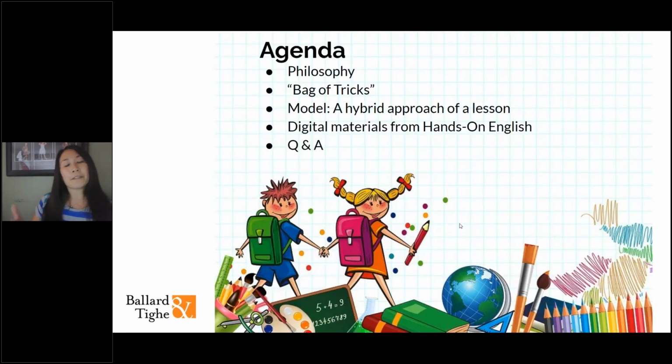Our agenda: we are going to first talk about some different philosophies, some bag of tricks, which are like strategies or activities you can do, or just helpful hints. We're then going to model a hybrid approach of a lesson. We are going to do this through a pre-recorded interaction between Ms. Ha and her student. We are going to be showing digital materials from Hands-On English, which is a Ballard and Ty product for materials for K through 2, K1, K2. You're going to see pieces of that in this lesson as we watch it. Again, we're just featuring it so that you can see the strategies in action.